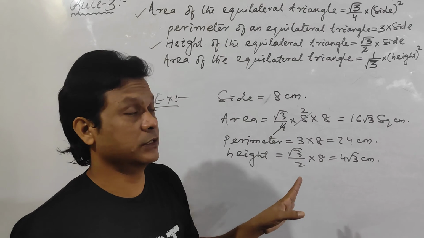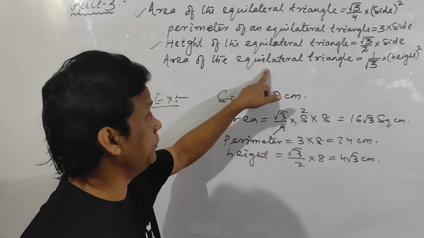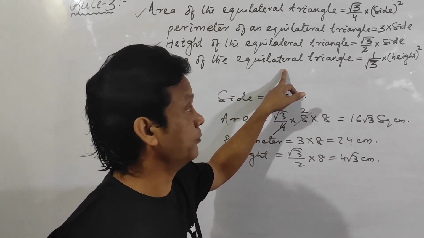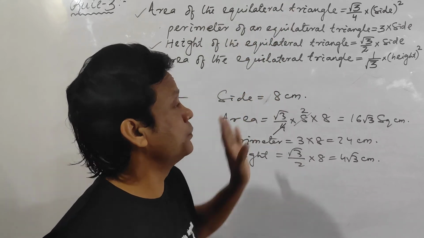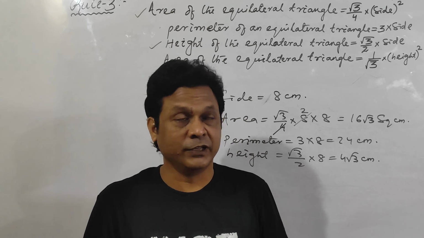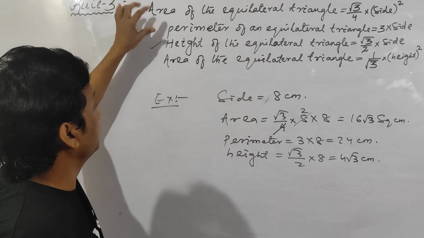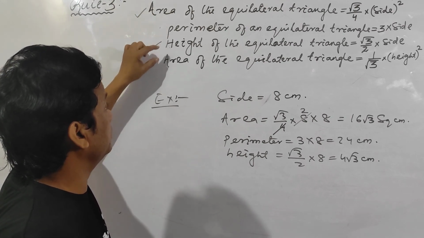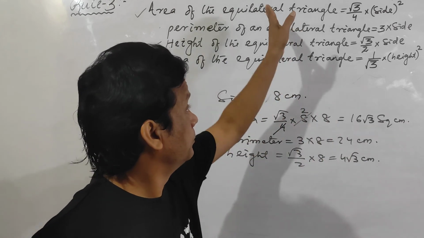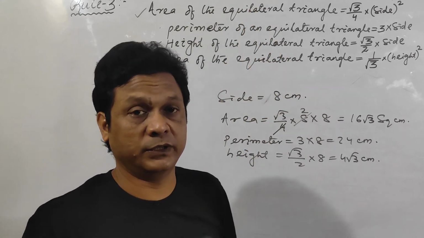And these are the four formulas related to the equilateral triangle. Okay. So the last one is very important, the relation between the height and the area of the equilateral triangle. So you should remember these four formulas, and I will give you some questions in the description. Please do the problems. I will give you three to four questions on each formula.